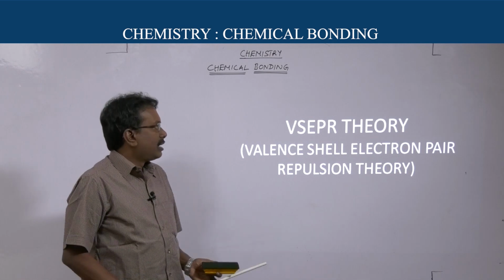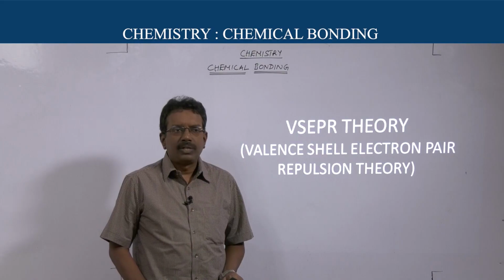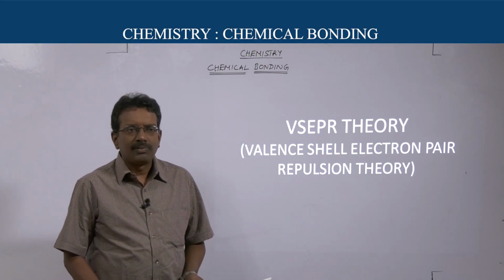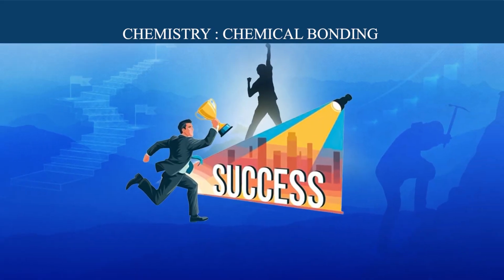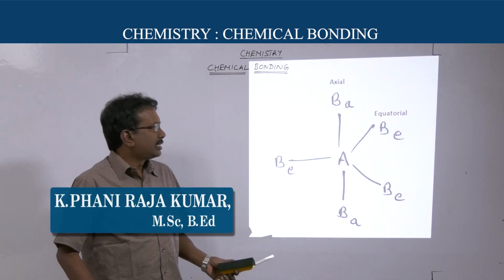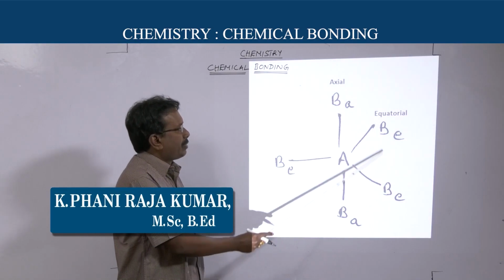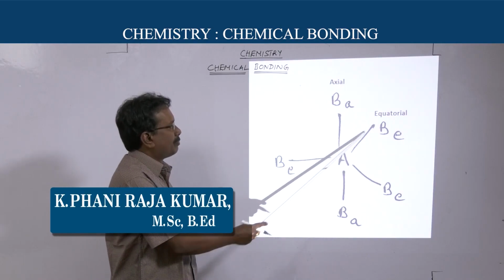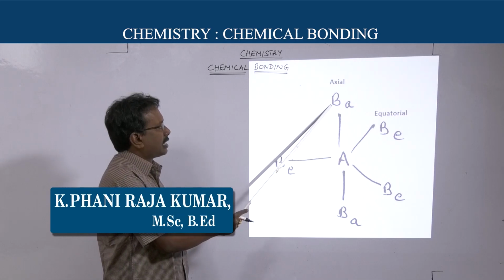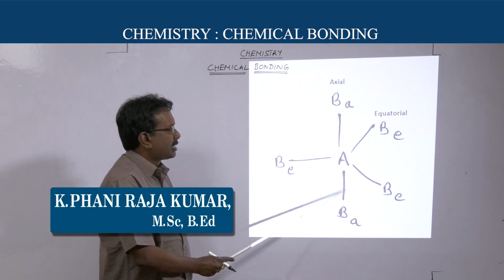So regarding that trigonal bipyramidal structure, we got some conclusions. Today let us observe some important examples on the basis of VSEPR theory. So this is trigonal bipyramidal structure. In the trigonal bipyramidal structure, 3 electron pairs are in one plane, and above that plane one electron pair, below that plane one more electron pair is there. Totally 5 electron pairs are available.